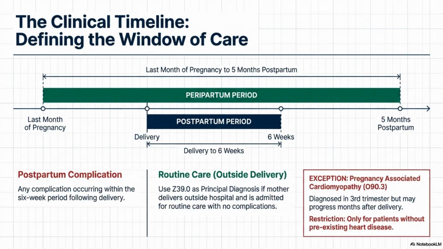If a patient delivers outside the hospital and then comes in for routine postpartum care with no complications, the principal diagnosis is Z39.0. There's one important exception: pregnancy-associated cardiomyopathy, coded as O90.3. Even though it's diagnosed in the 3rd trimester, it can continue or worsen months after delivery. And remember, this code is only used when the patient does not have pre-existing heart disease.